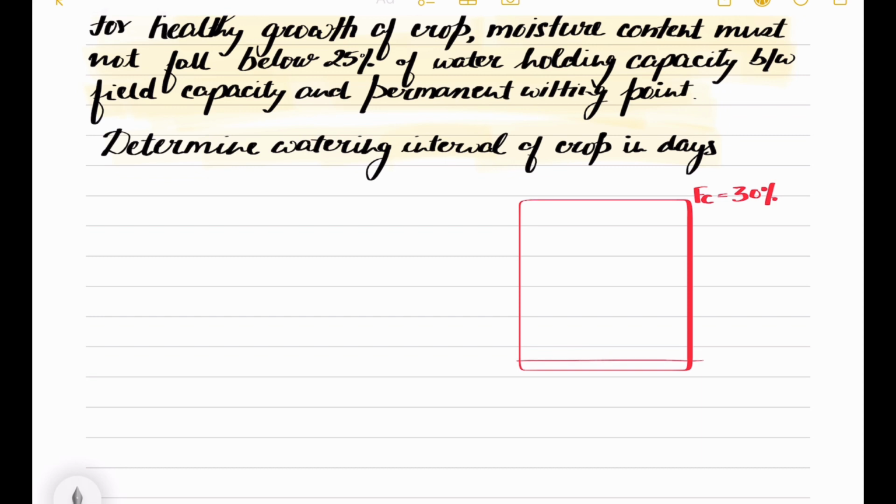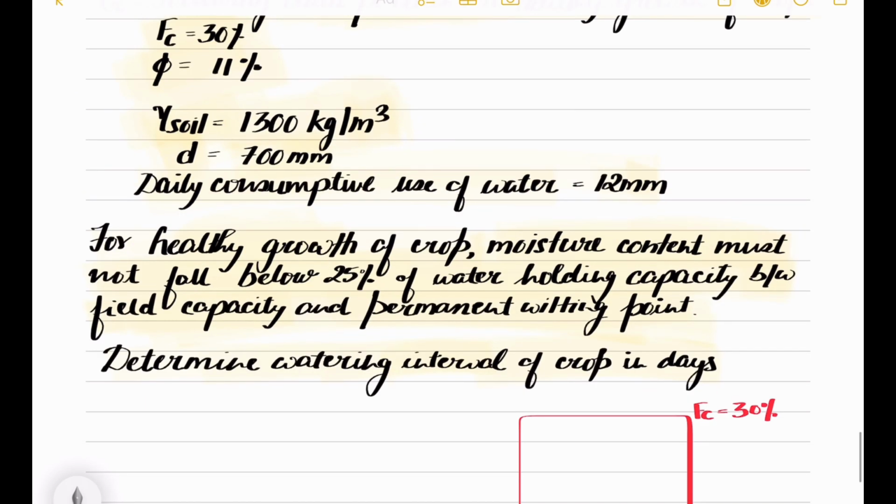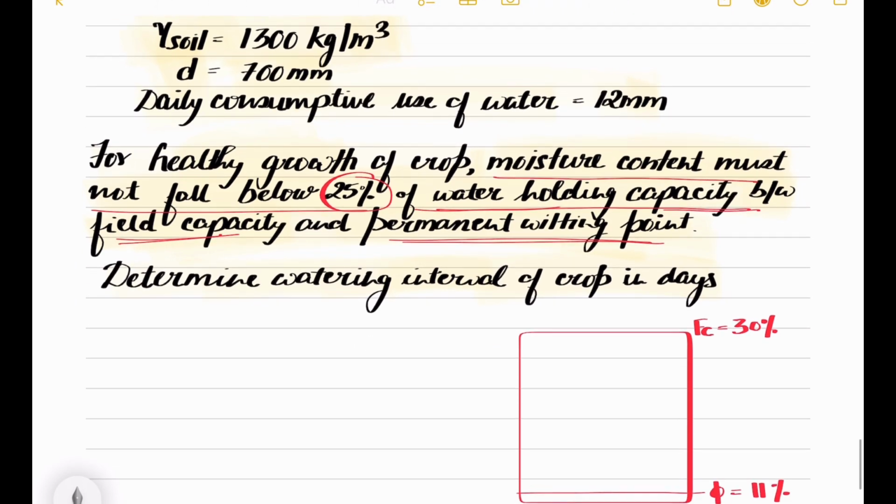The permanent wilting point moisture content is 11%. For healthy growth of crop, the moisture content must not fall below 25% of the water holding capacity between field capacity and permanent wilting point. That is the optimum moisture content of the crop. The optimum moisture content of the crop must not fall below 25% of the water holding capacity between field capacity and permanent wilting point, right?